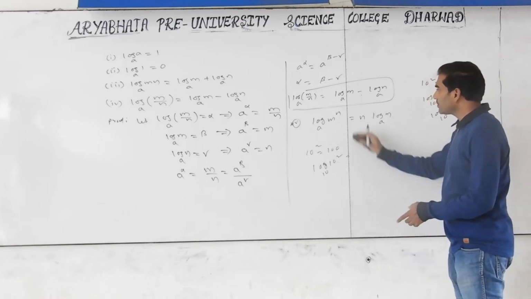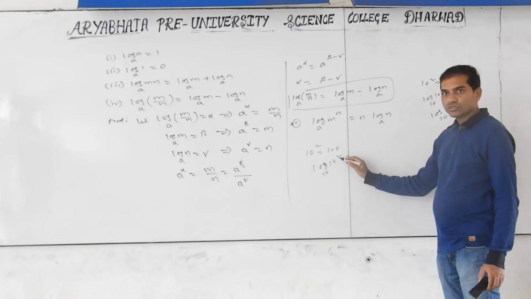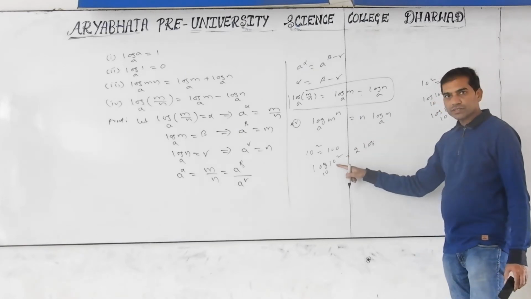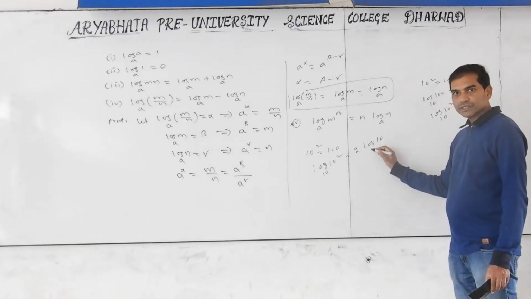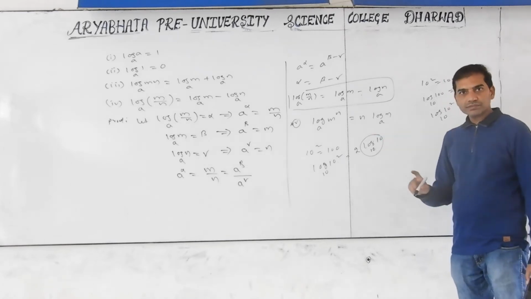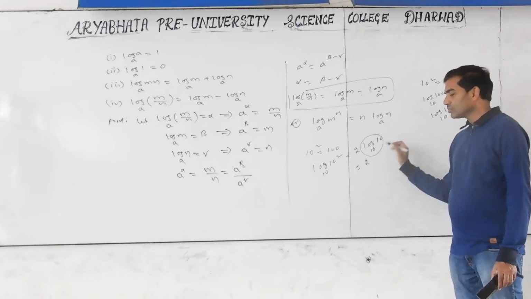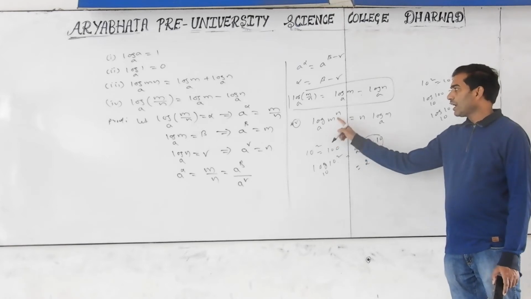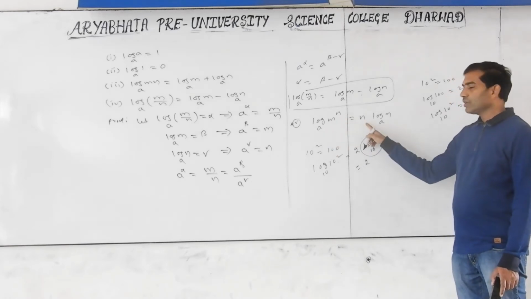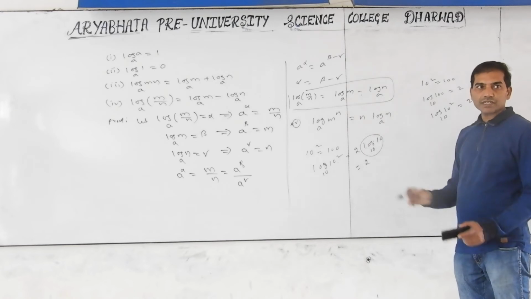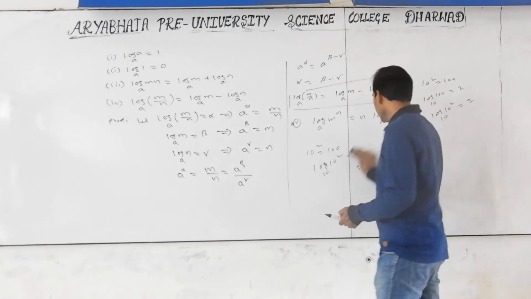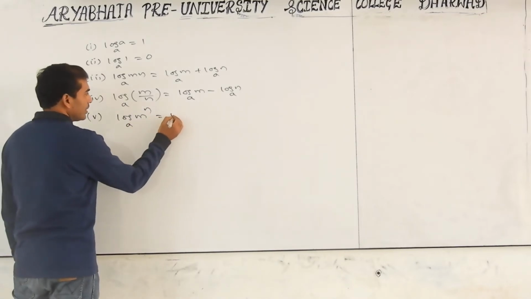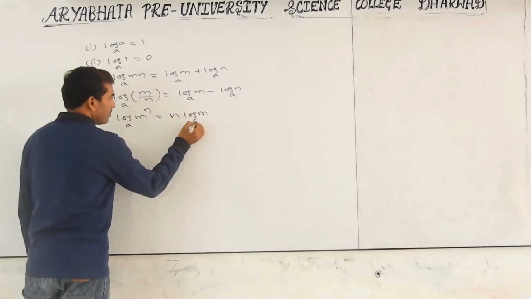Now as per this property, what is n? It is 2, and it comes out in front. Log of m is log 10 base 10, which is 1. So the value is 2. Are you following? So the logarithm of m raised to n base a equals n into log of m base a.